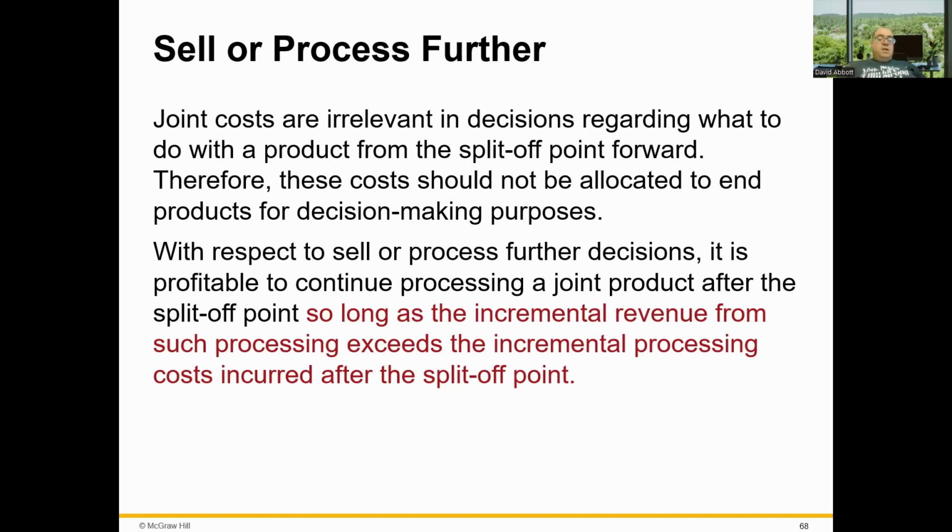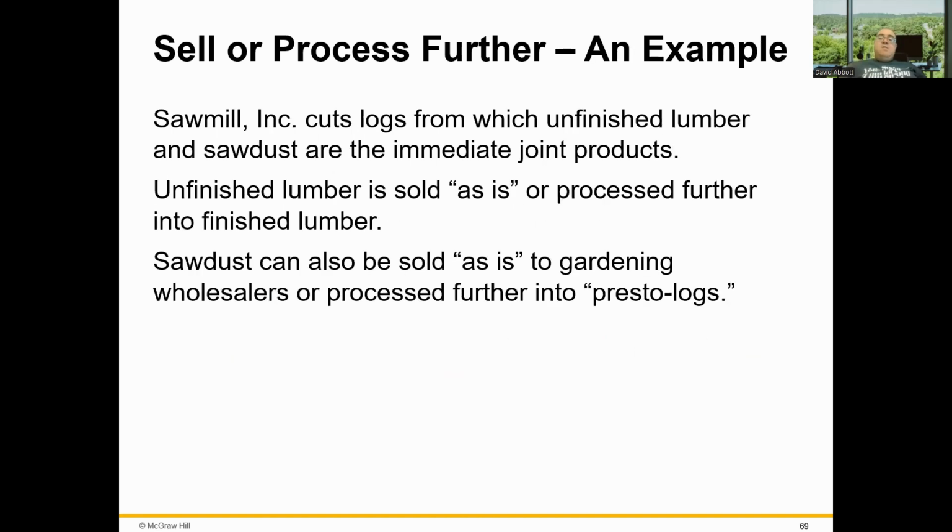So joint costs are irrelevant to decision making regarding what to do with a product from the split-off point forward. Therefore, these costs should not be allocated to end products for decision-making purposes. With respect to sell or process further decisions, it is profitable to continue processing a joint product after the split-off point so long as the incremental revenue from such processing exceeds the incremental processing costs incurred after the split-off point. And so we'll look at an example.